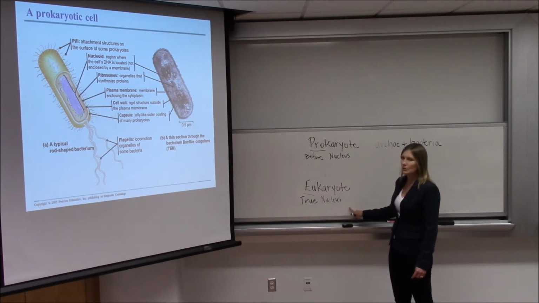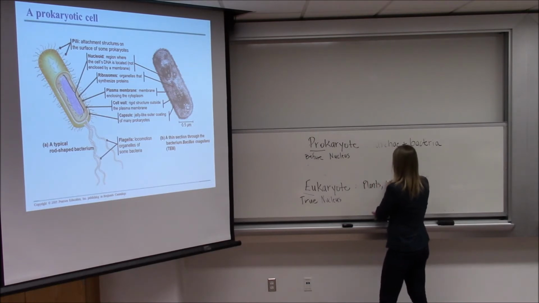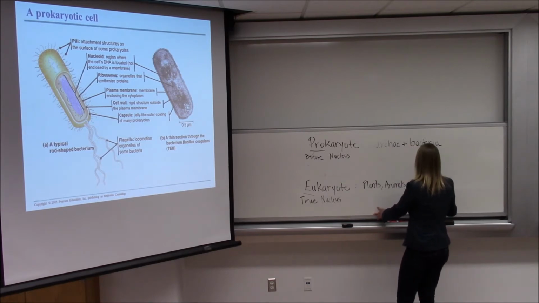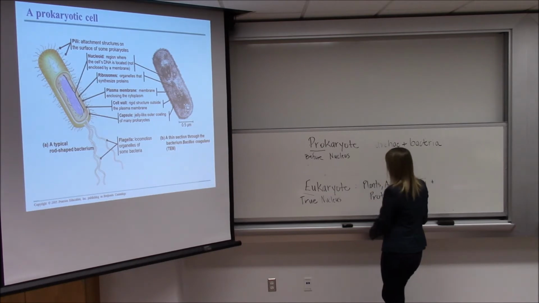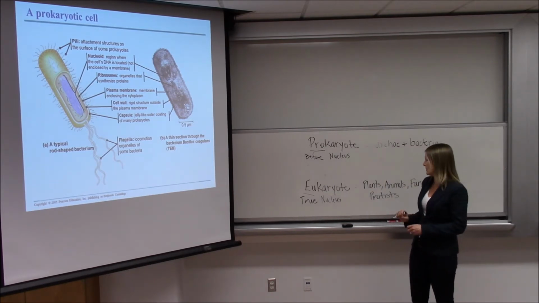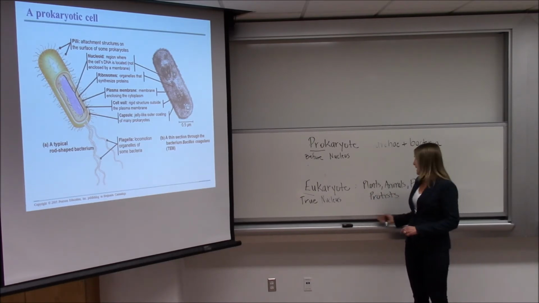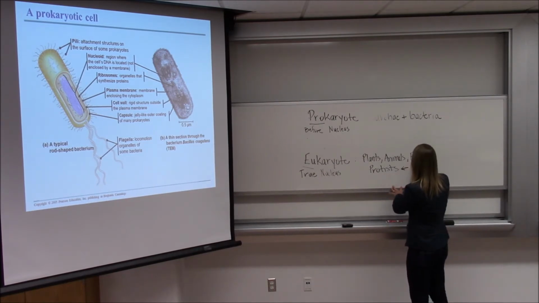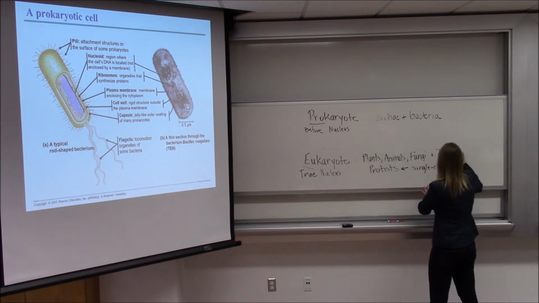So eukaryotes, true nucleus. This includes plants, animals, fungi, and protists. Protists are single-celled organisms that can be animal-like, plant-like, or kind of a combination of the two. They're all single-celled. So eukaryotes obviously much more diverse, and most of these are multicellular except for the protists. The protists are the single-celled eukaryotes. And all the plants, animals, and fungi, for the most part, are multicellular.